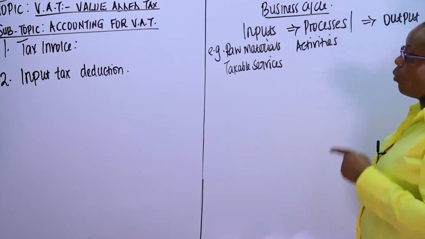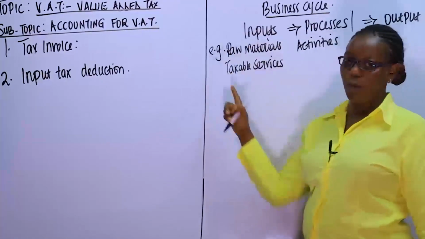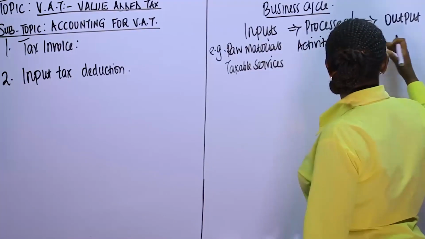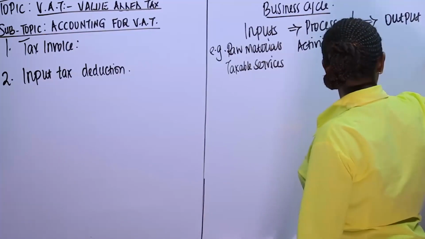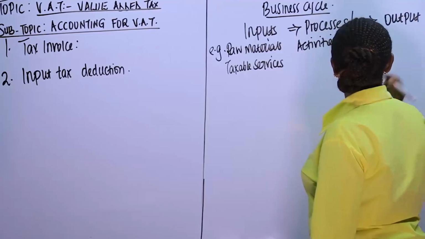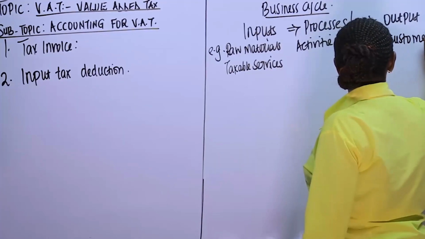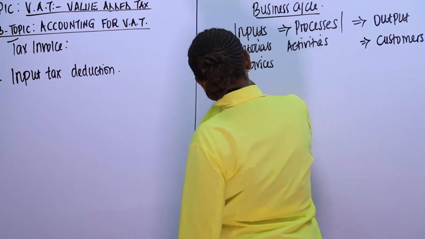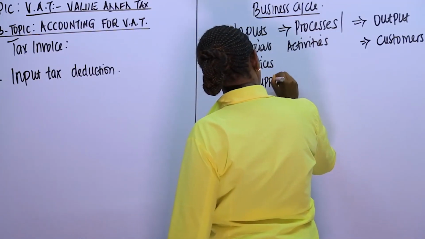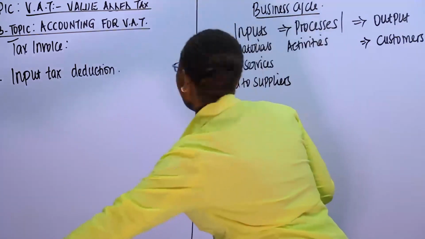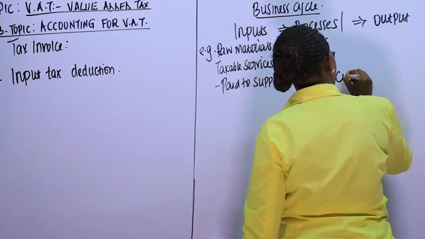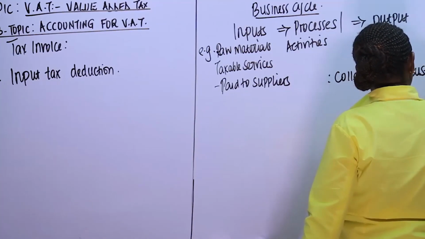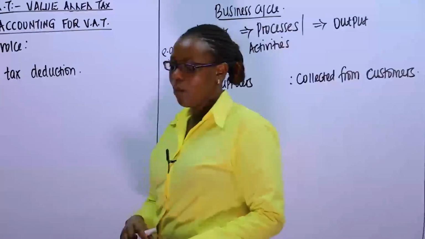So the input VAT will be VAT that you pay on your inputs. Then output VAT, like you're going to see later, is the tax that you collect from the customers. So you sell to the customers, and from that you collect output VAT. On that side you have customers, and on this other side you have your suppliers. So it means that input VAT is paid to suppliers, while output VAT is collected from customers. We'll talk in detail about that much later.